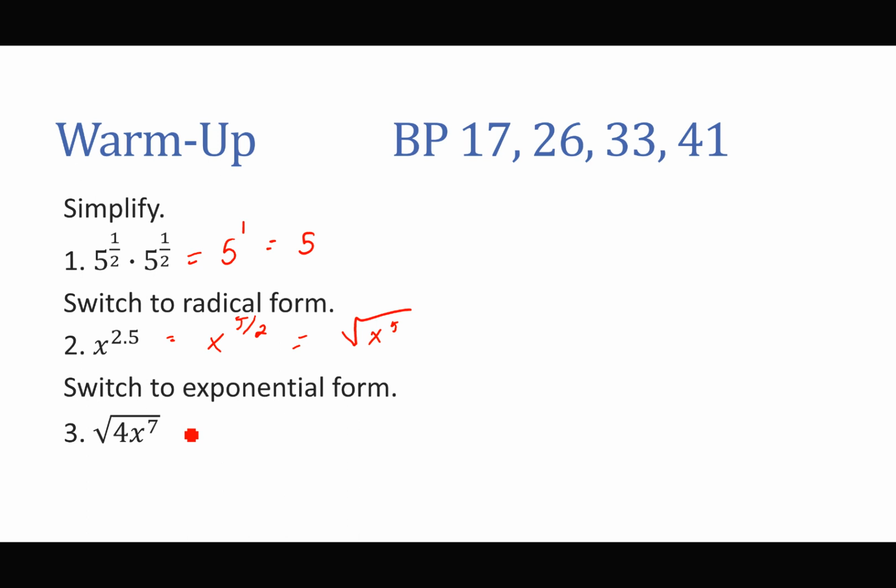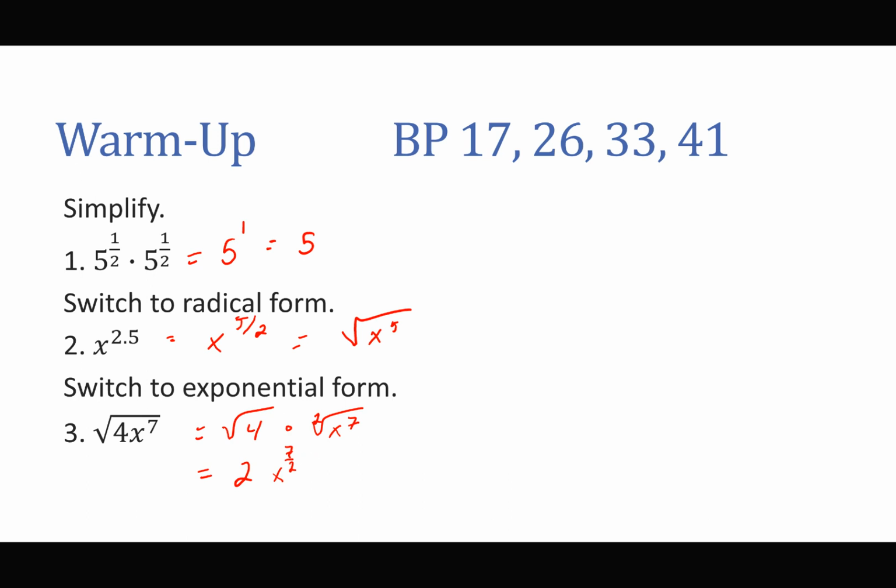All right, on this one, 4x to the seventh. Again, that seventh power is only on the x. So you could think of this as square root of 4 times square root of x to the seventh. Our product property, it's 4 times x, so we can break it up into two radicals. And so this is really 2 when we do square root of 4. This would be x. My denominator is my index, which was 2. So it'd be 2 x to the 7/2. So that would be final simplest form.